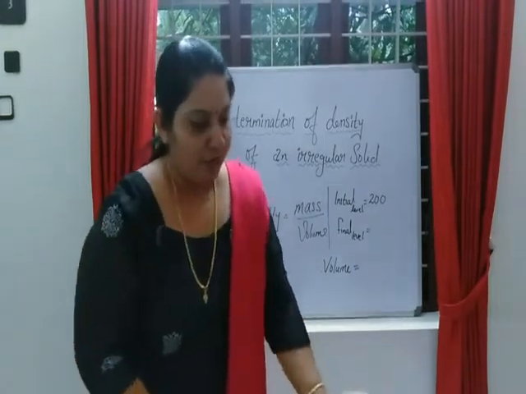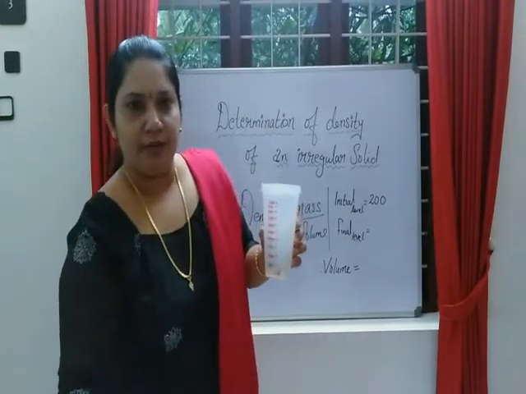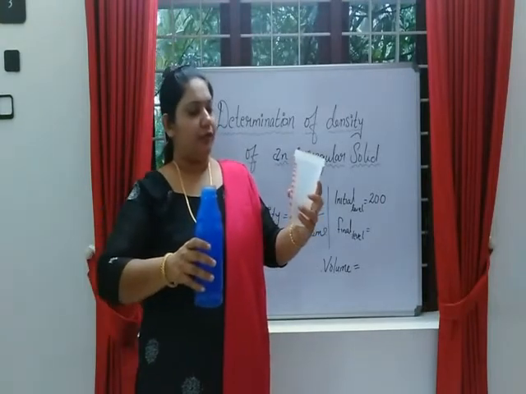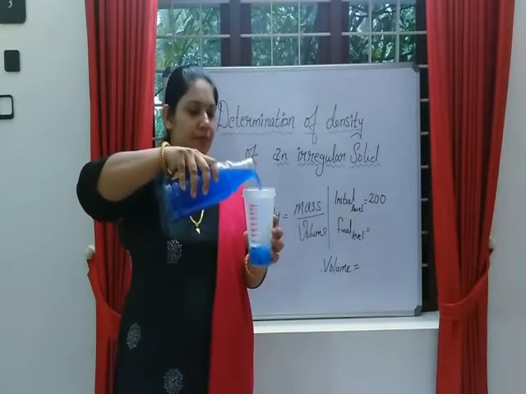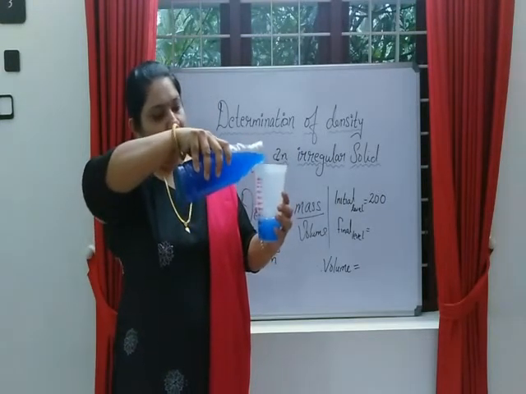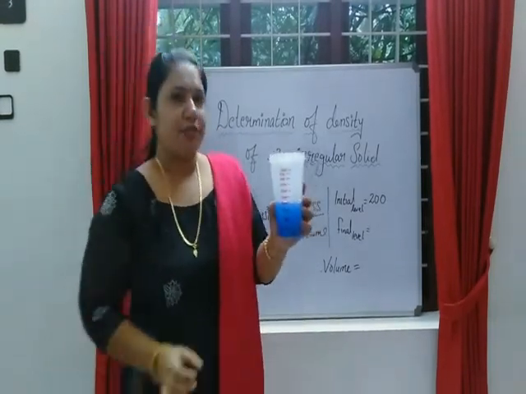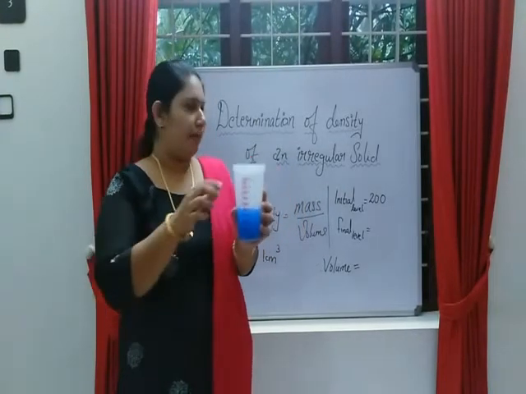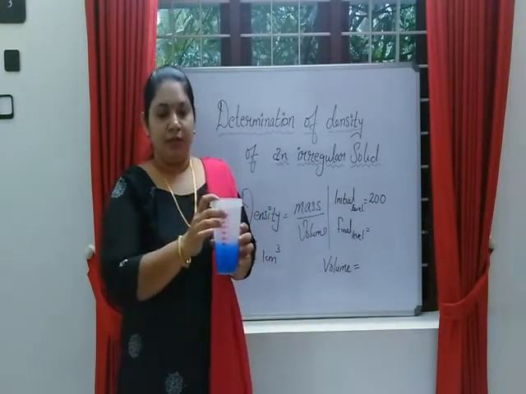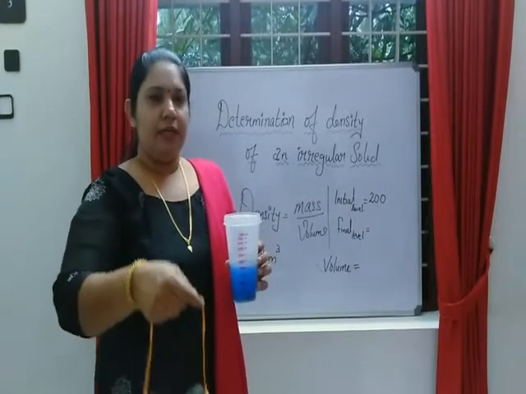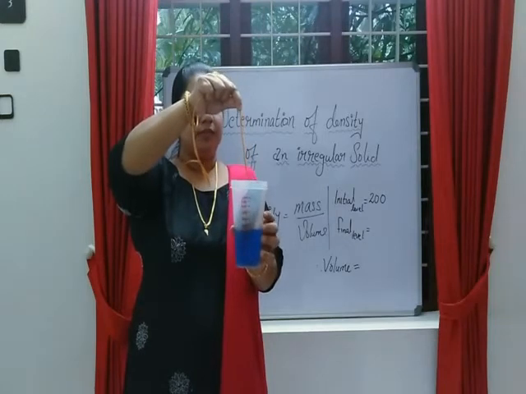For that, we have to take a measuring cylinder and fill it partially with water. Now I am going to fill it around 200 ml. Okay, now I fill this measuring cylinder with 200 ml. So I wrote here, initial level of the water is 200 ml. Now I am going to immerse this irregular solid into the water. Slowly immerse it.